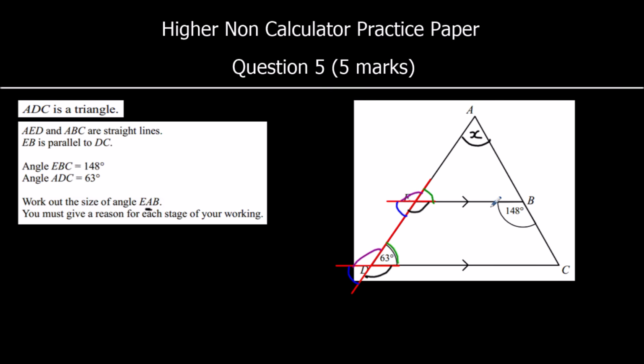The same angles are made through both parallel lines with the same straight line, and the ones that are equal, the ones that go together, are called corresponding angles. And corresponding angles are equal. So this green angle is 63 degrees. So AEB is 63 degrees. And the reason, we must give a reason, is that they are corresponding angles.